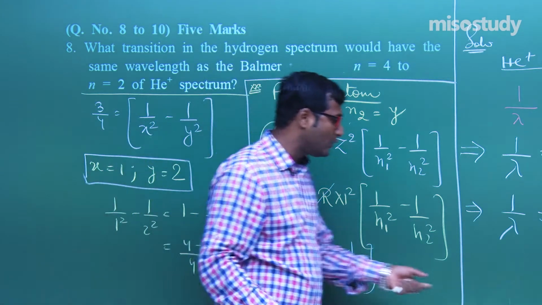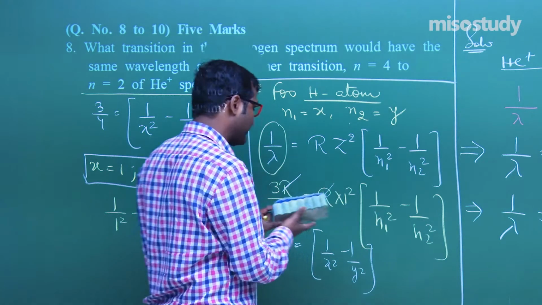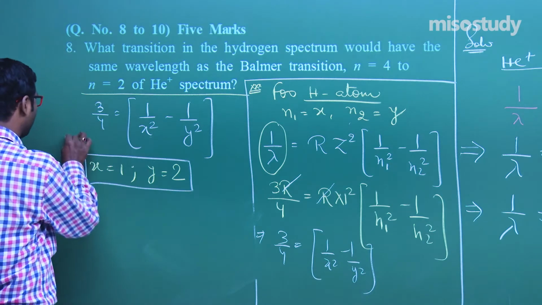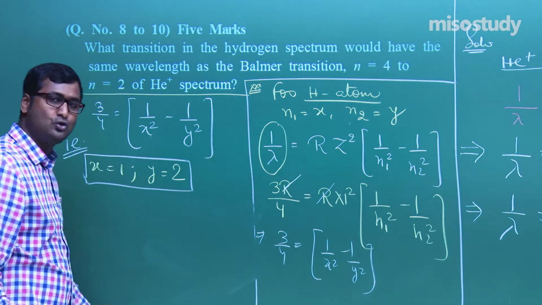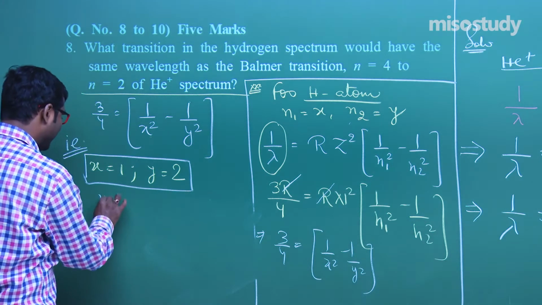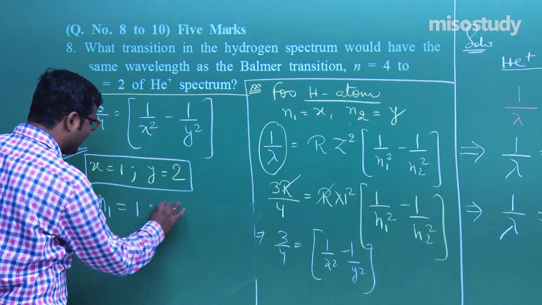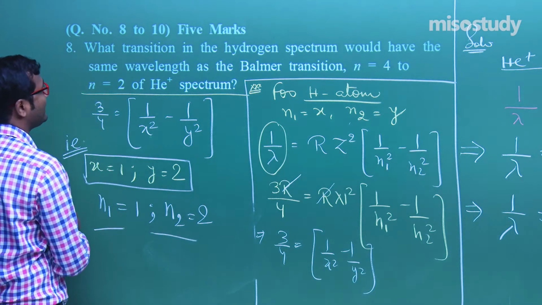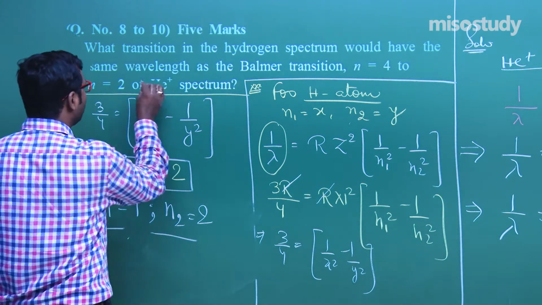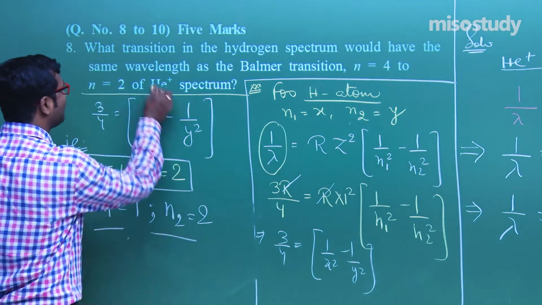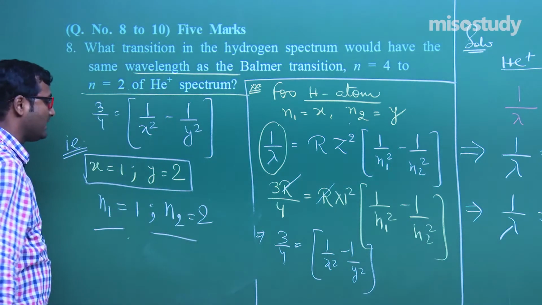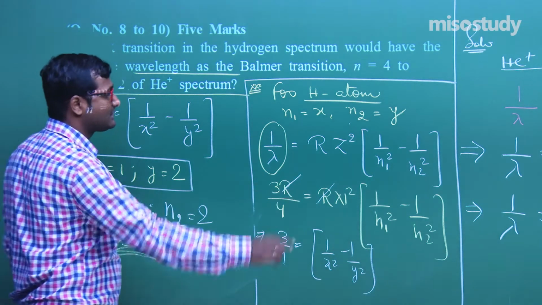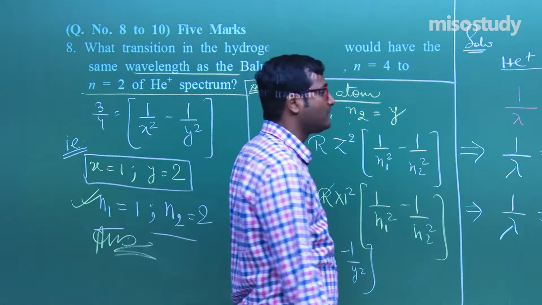Now moving here, check it out. What I am telling, listen carefully. We can say that X is equal to 1 and Y is equal to 2. Clear to you? That is the transition, N1 is equal to 2 and N2 is equal to 2. If the hydrogen atom has transition N1 to N2, it will have same wavelength as the Balmer series transition for helium plus ion. This is the complete answer and the complete solution of this question.